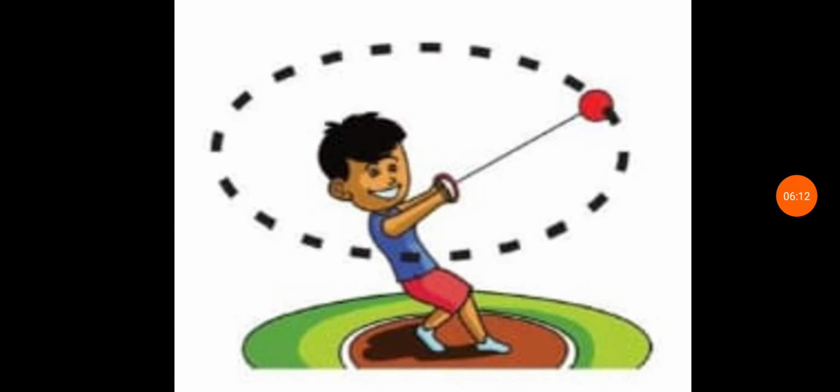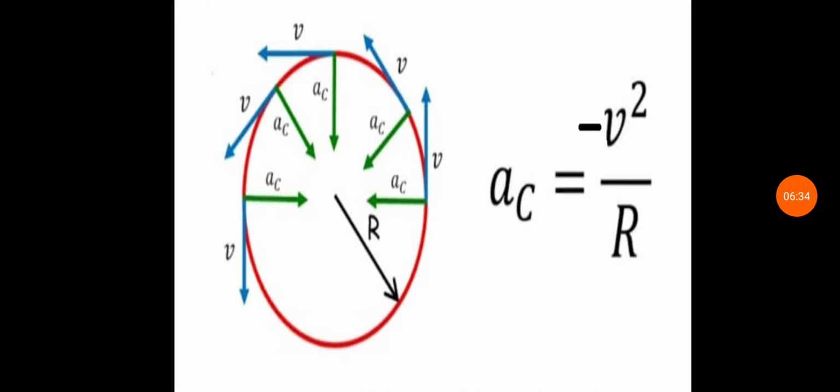Now, tie a ball to a string and rotate it around your head by holding one end of the string so that the stone travels in a circle. If you let go of the string, the ball will travel in a straight line. This shows that the velocity vector is directed along the tangent, which we can see in the slide.